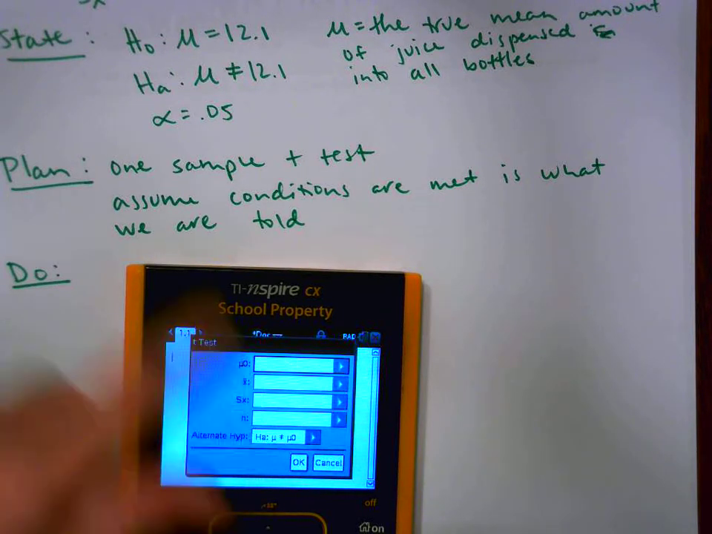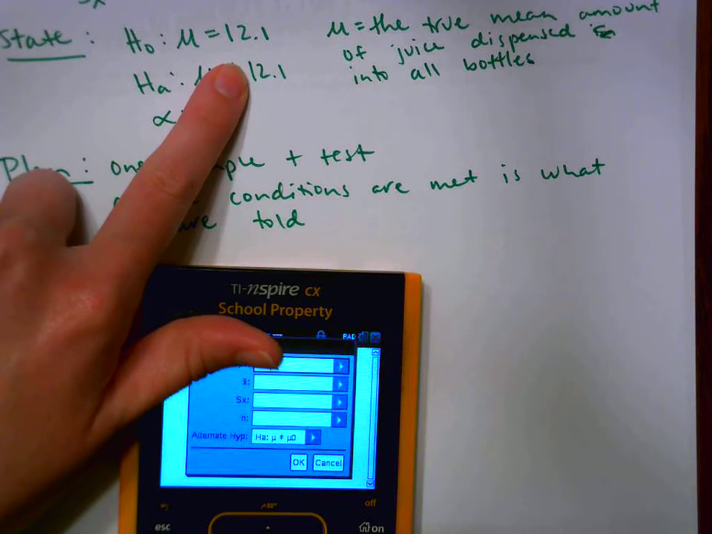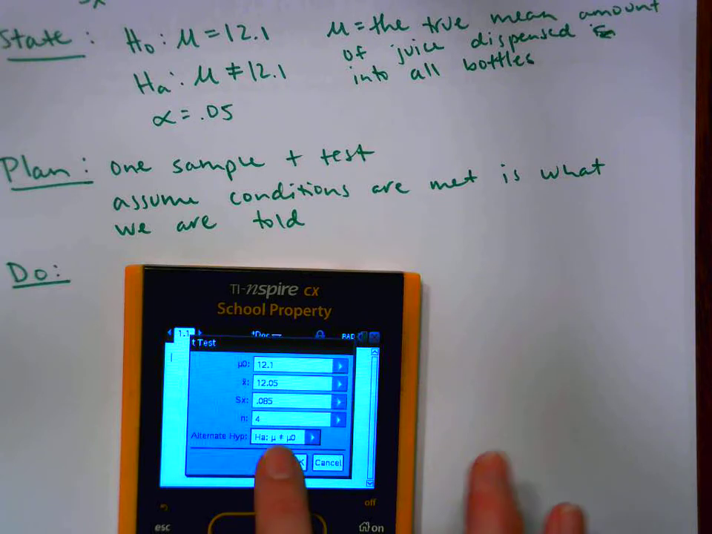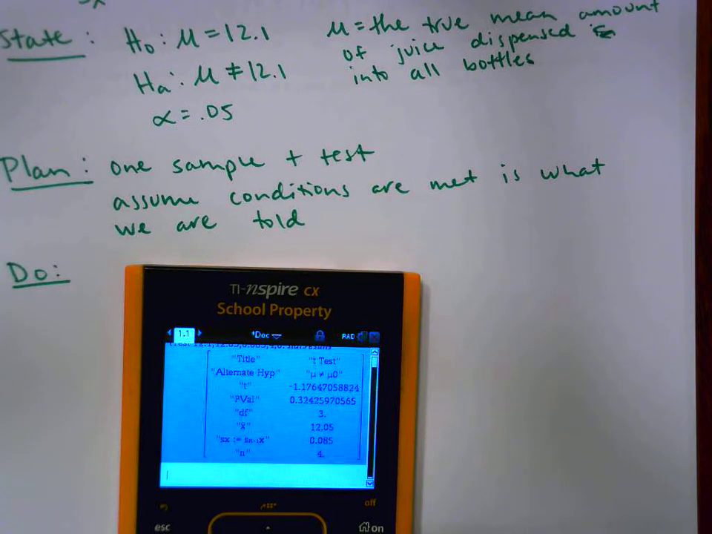And what did we set our null equal to? 12.1. Our x bar was 12.05. Standard deviation was 0.085. Our sample size was 4. And we set our alternative to just be not equal to, so we keep that. And we have all this information.